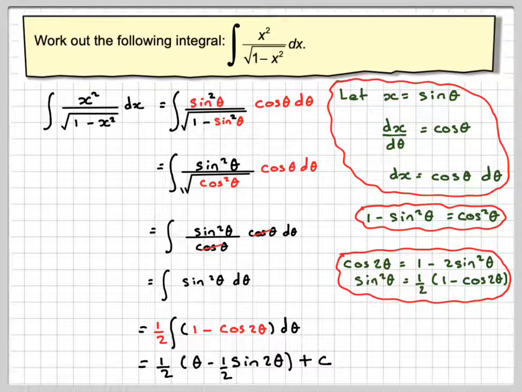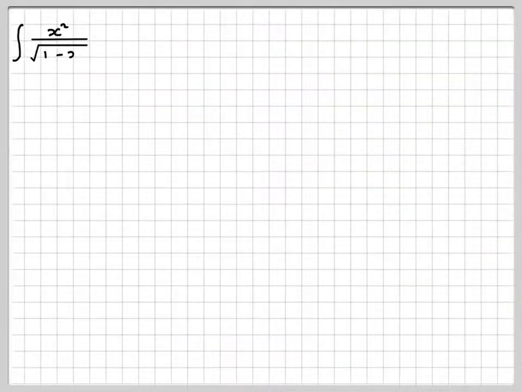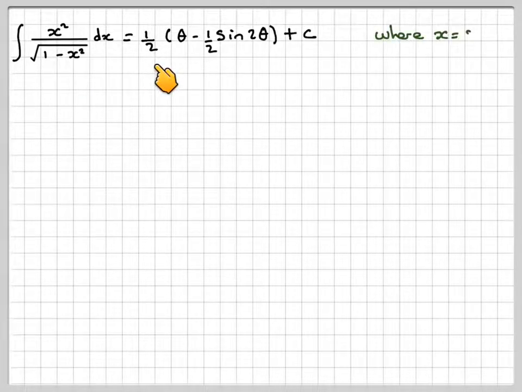Right, let's just take stock of where we've got to. Okay, so we've now got to the idea that the integral of x squared over the square root of 1 minus x squared is equal to a half theta minus a half sine 2 theta plus c, where x is equal to sine theta. We're going to do something with this sine 2 theta.